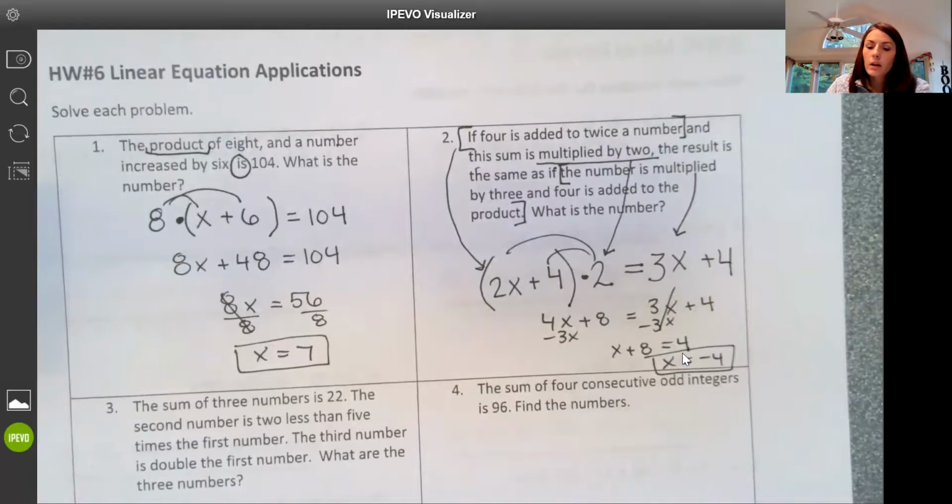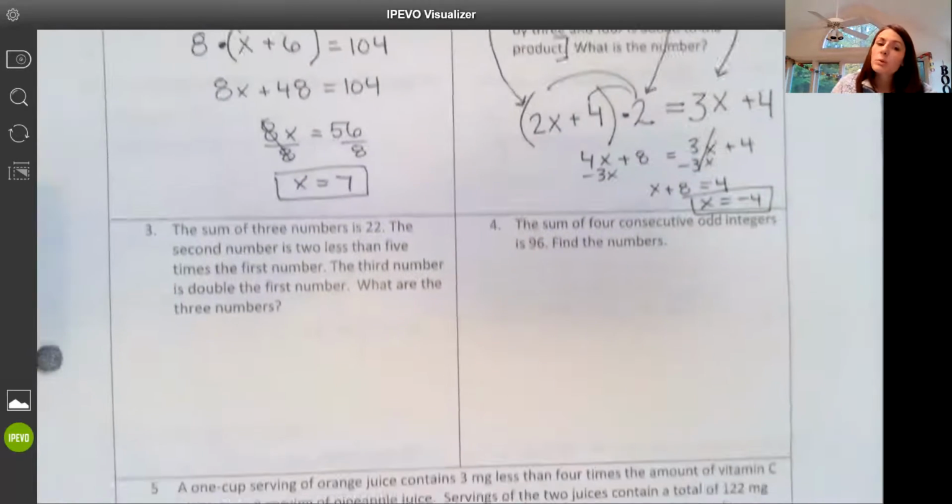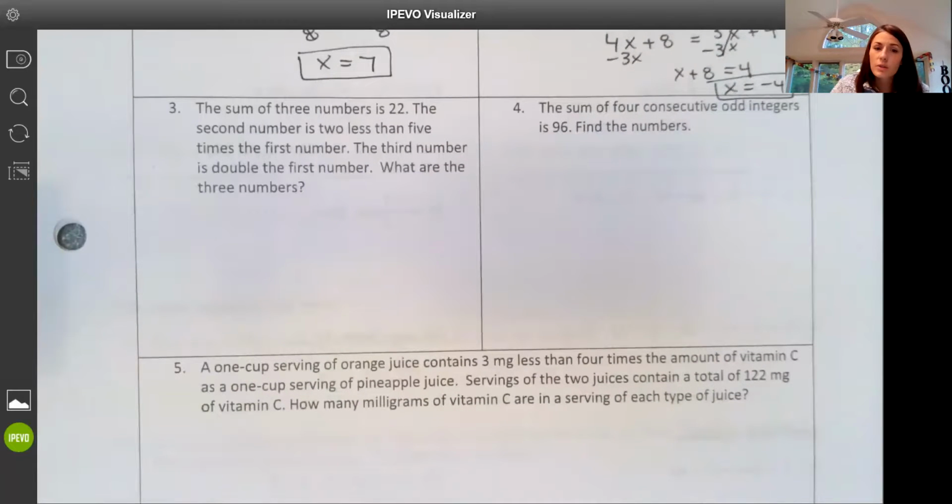Okay. Moving on to what I call puzzle problems. So this says the sum of 3 numbers is 22. The second number is 2 less than 5 times the first, and the third number is double the first. What are the 3 numbers? I love these problems.